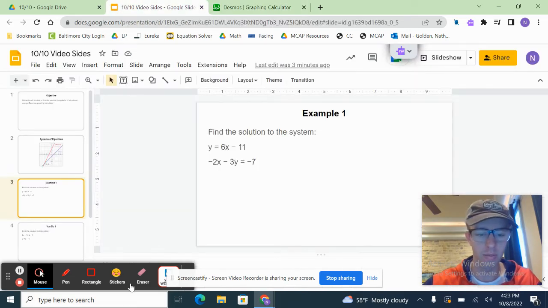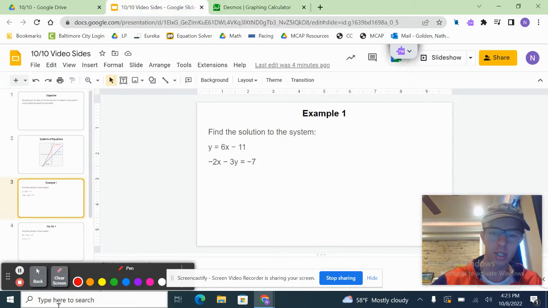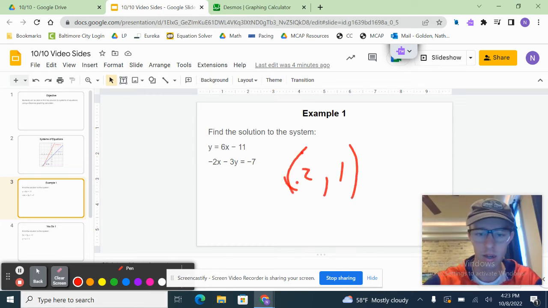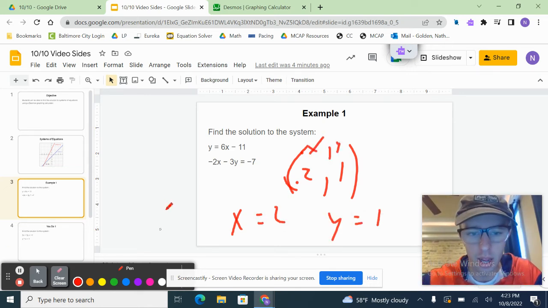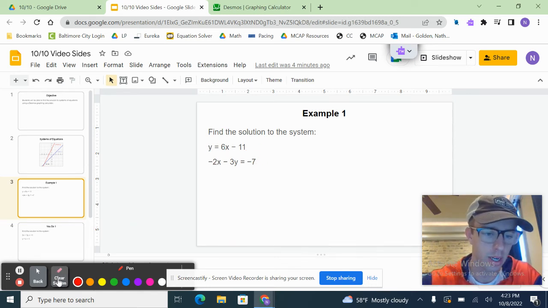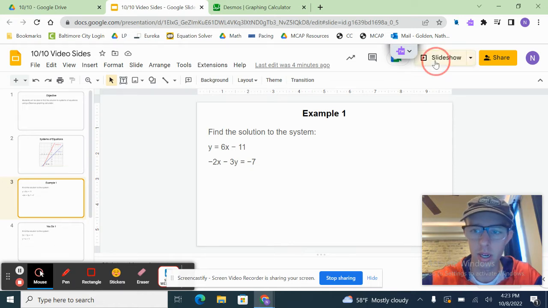So on my paper as the answer, again, I told you it's an extremely easy lesson. The answer to number 1 is 2, 1. That's the end. x equals 2 and y equals 1. What this means is, actually, let me just show that so we get the concept here.